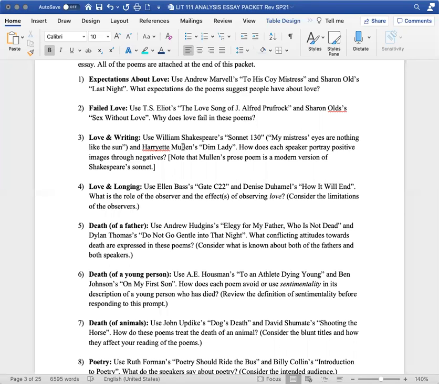But the main question is, how do these poems wind up being positive? How are they expressing a positive idea through negative statements or negatives, right? However you want to, whatever you see as negative.